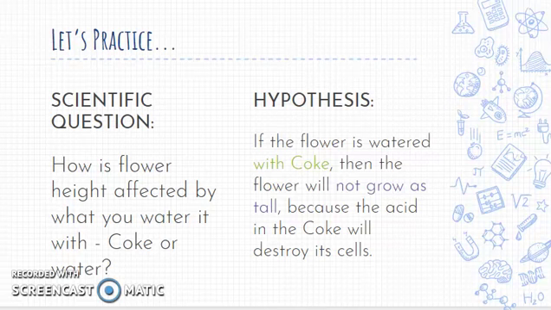So let's practice. How is a flower's height affected by what you can water it with? Coke or water? So the hypothesis here might be, if the flower is watered with Diet Coke or with Coke, then the flower will not grow as tall because the acid in the Coke will destroy its cells. So you've identified the independent variable, you've identified the dependent variable, and you've given a reason for why you think this is going to happen.